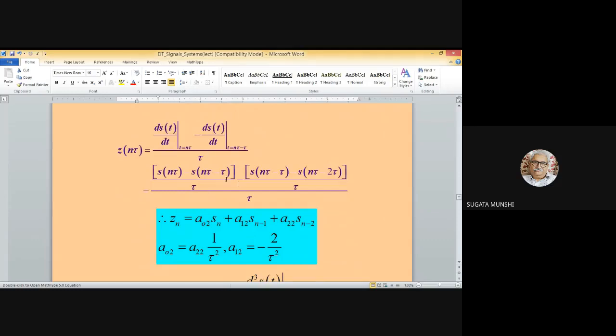On simplifying this expression, you will get z[n] as a02 s[n] plus a12 s[n minus 1] plus a22 s[n minus 2], where a02 and a22 will be 1 by tau square and a12 will be minus 2 by tau square. If you simplify it, you will get these values. So the first order derivative was approximated by a first order difference relation. The second order derivative is approximated by a second order difference relation between z[n] and s[n].